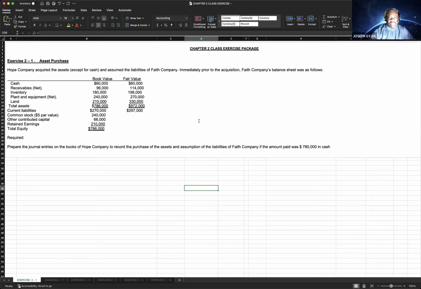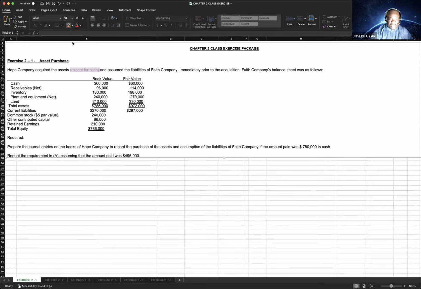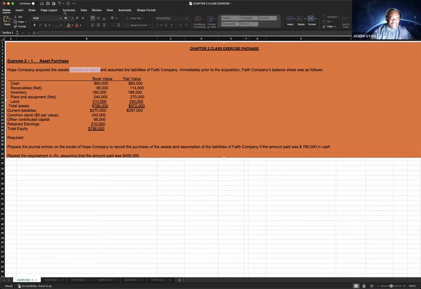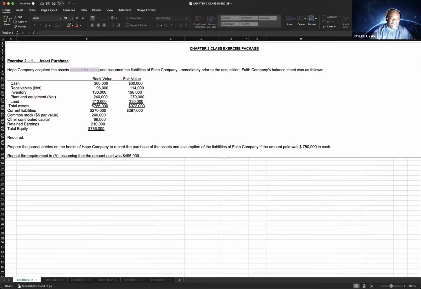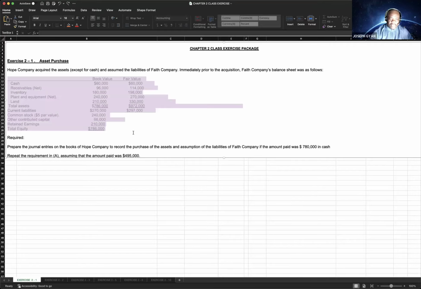So if you look at the first one here, you are given an asset acquisition. This is an asset purchase. Hope Company acquired the asset, except they are not buying the cash. This is very important. They are acquiring everything except the cash. They are not acquiring the company. Now they also assume the liability of the Faith Company immediately prior to the acquisition. This is the Faith Company balance sheet before the acquisition, not the Hope, Faith.